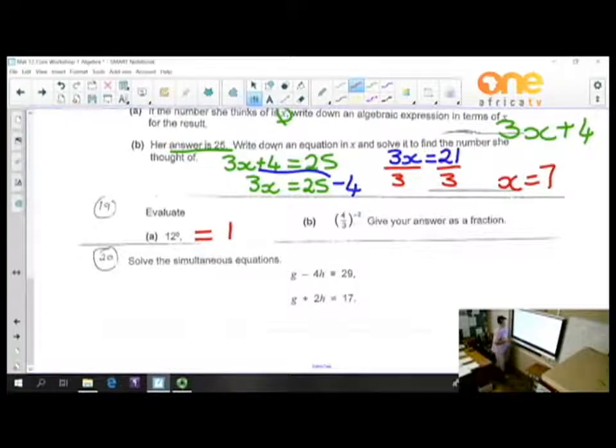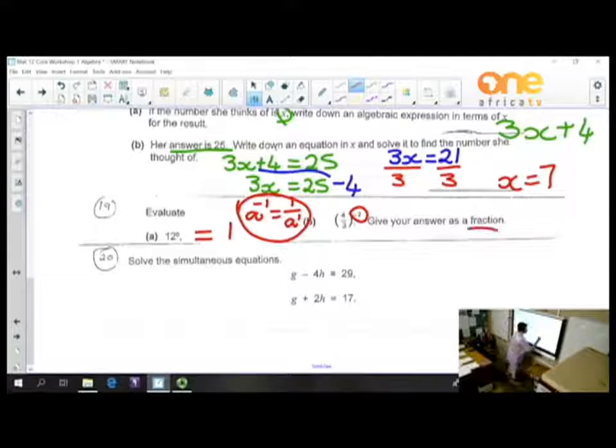Just need to know your rules. Okay, now what do we have here? We have that negative index. And what did we say? The negative index, so a to the power of negative 1, is equal to the positive reciprocal. This is the rule that I'm going to use. So I have to reciprocal it in the first place.